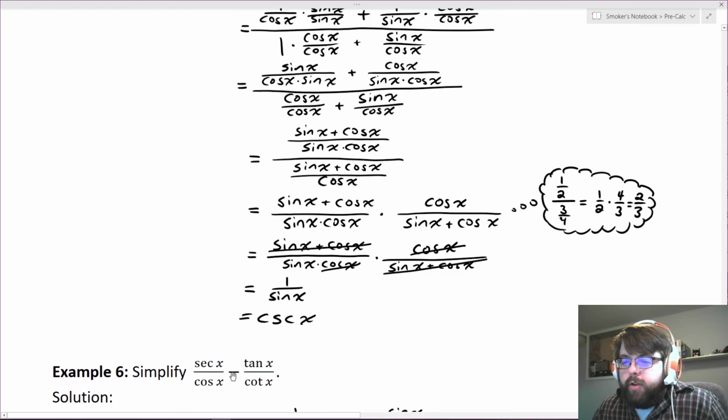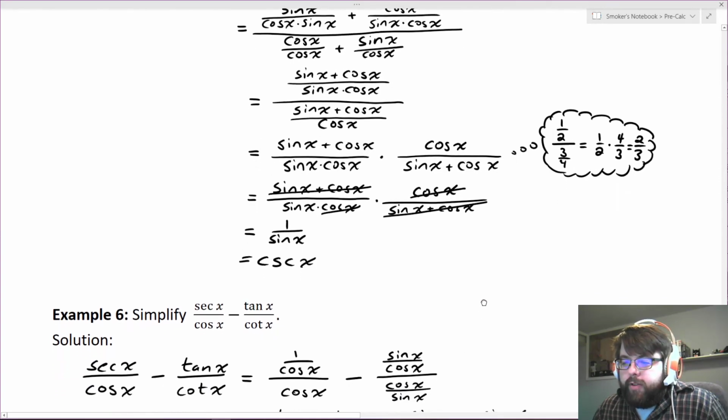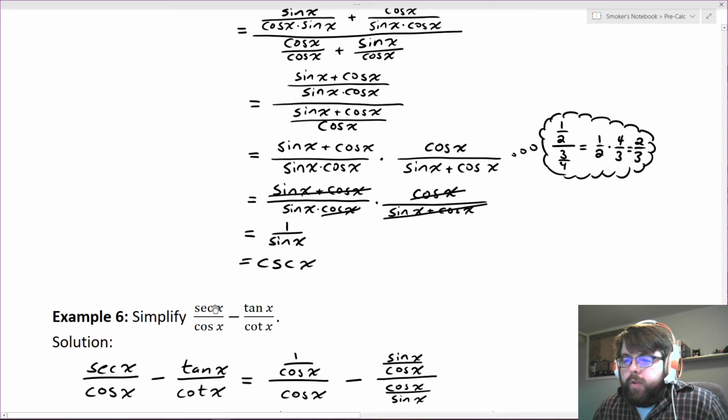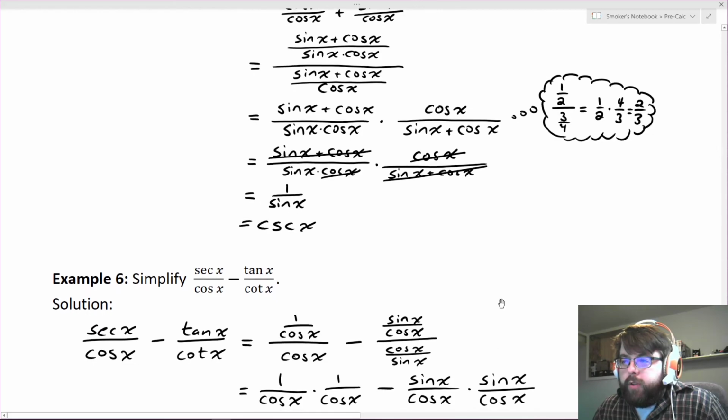Alright, so secant over cosecant minus tangent over cotangent. I'm looking at this. There's nothing squared. I'm thinking we're changing everything to sine and cosine to start. Secant is 1 over cosine, minus sine over cosine over sine. Alright, we're going to do the same thing we just did: dividing is the same as multiplying by the reciprocal. So I have 1 over cosine, which is the numerator, times the reciprocal of cosine, which is 1 over cosine, minus sine over cosine times sine over cosine.